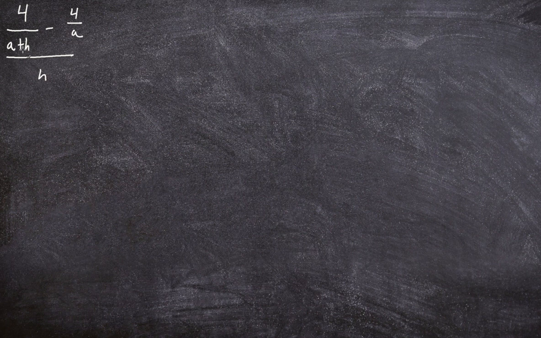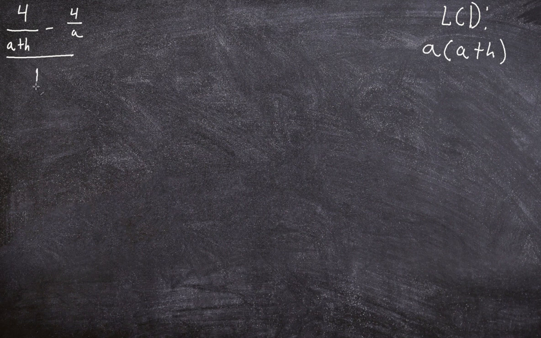But for this, okay, well, what would the LCD be, right? So the LCD, you know what, maybe I'll write that over here. That way we can still see it. So what would the LCD be? Notice that this is a plus h, so it's not just simply a and h. So it's going to be a times a plus h. Okay, so that's the LCD.